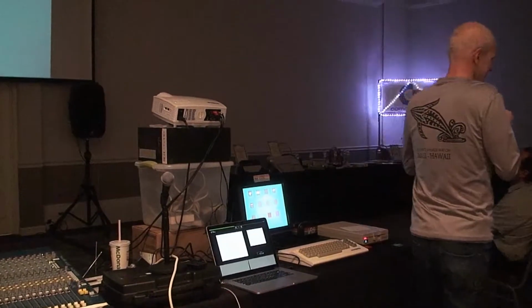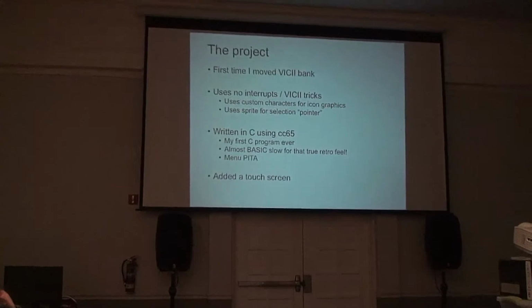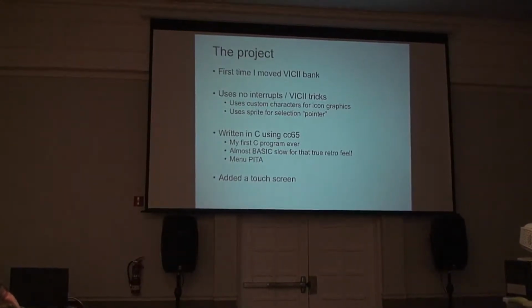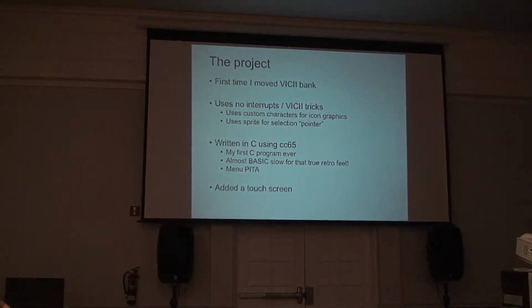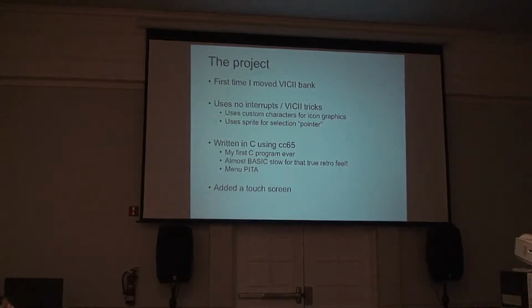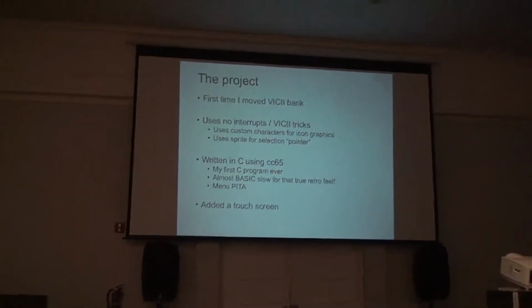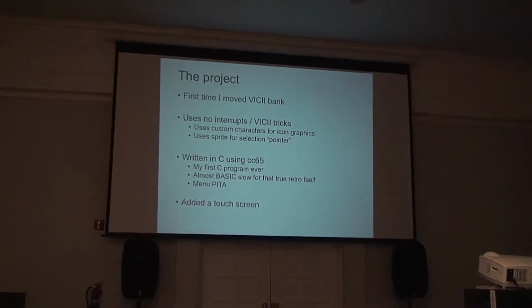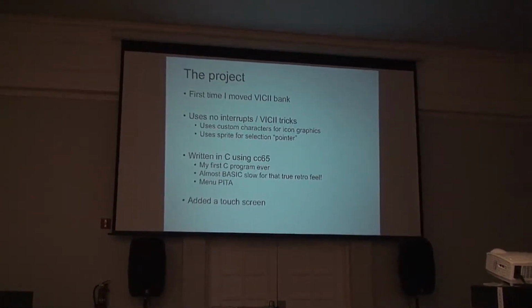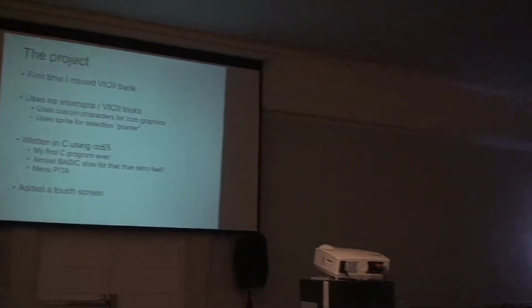There were a lot of firsts for me in this project. I never moved the VIC-2 bank of memory before. I certainly had never done any interrupts or VIC-2 tricks, but this is programmed in C, so it doesn't really lend itself to that anyway. To accomplish what I did, I used custom characters for all the icons on the screen, and I used sprites for the pointers. It's written in C, it's compiled, but it is kind of slow. It's almost BASIC slow when it redraws the screen, which gives it that cool retro feel.